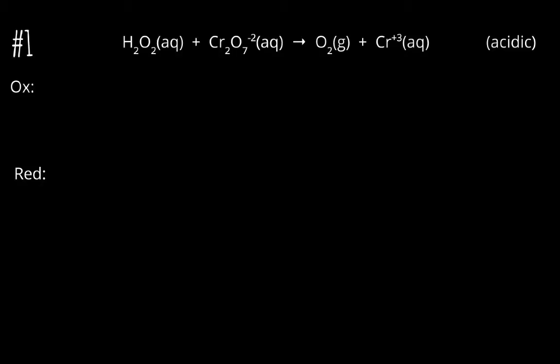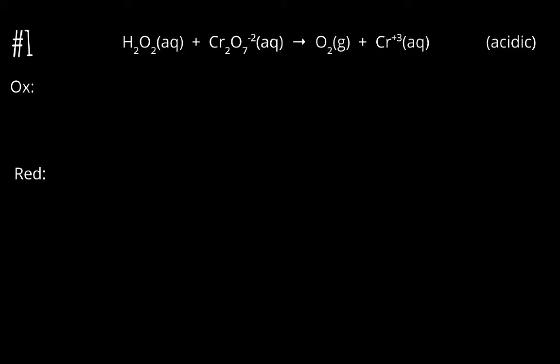The first thing we have to figure out is what is oxidized and what is reduced. To figure that out, we have to assign oxidation numbers to all of the elements. Now there's a little bit of a shortcut here, because if you can definitely figure out one of them, then you know the other half reaction has to be whatever you don't have yet. So that's kind of one way to do it.